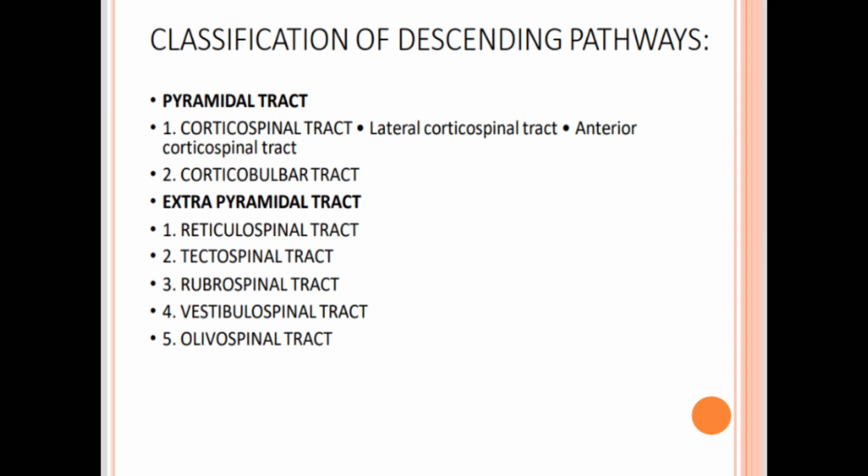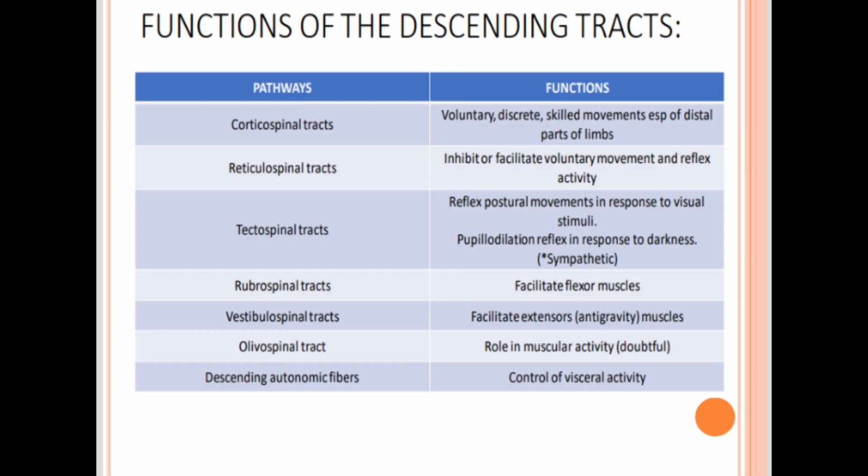Now let's talk about the extrapyramidal tract. Basically there are four major tracts, while the fifth one, the olivospinal tract, its existence as a separate pathway is still doubtful. The four remaining are the reticulospinal, tectospinal, rubrospinal, and vestibulospinal tracts. Now let's see what the functions of the descending tracts are.